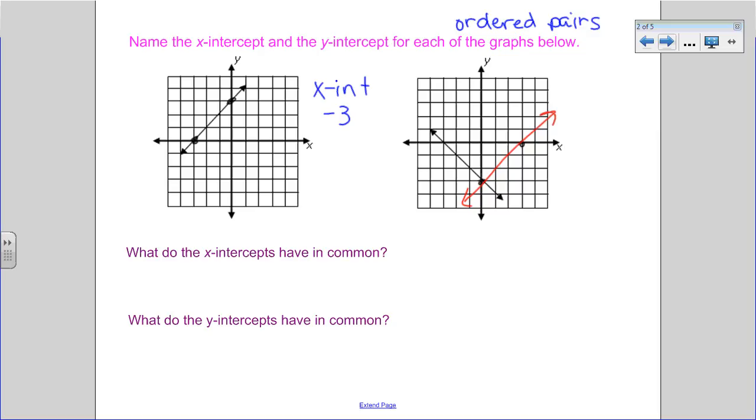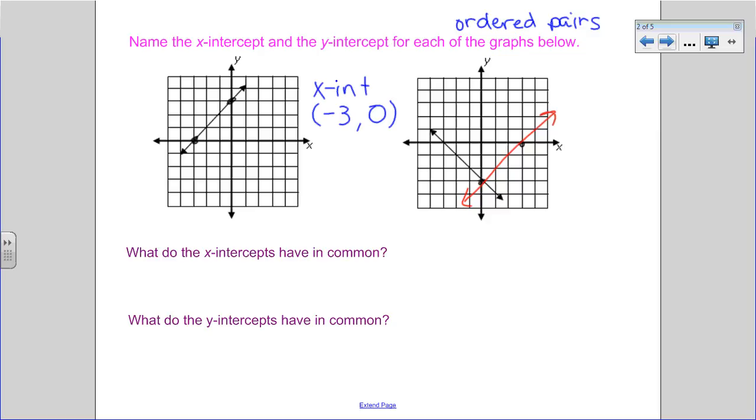Okay, so if I'm going to write it as an ordered pair, I need an x and then I need a y. What's the y value on that x-axis? What is she telling us? 0. That is the y. It was 0, right? Okay.